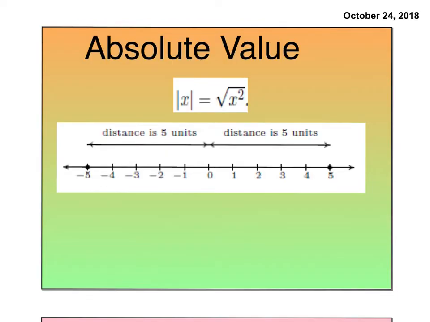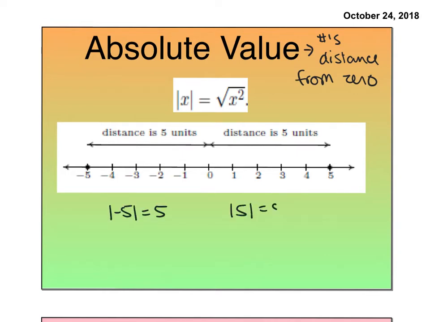So absolute value is a number's distance from 0. So it looks like we're using a distance of 5. That means the absolute value of -5 equals 5, and the absolute value of 5 also equals 5. The reason it's positive is because distances are always positive. So the distance from here to here is 5, and the distance from here to here is 5.